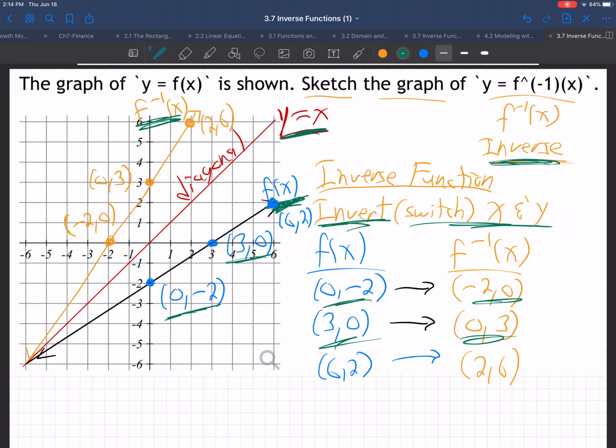Let me show you one more thing. You could draw this connection. See how these and these and these reflect perfectly across the diagonal line? See how they just mirror image across? So that's what an inverse function graph is. It's the mirror reflection across the diagonal line.